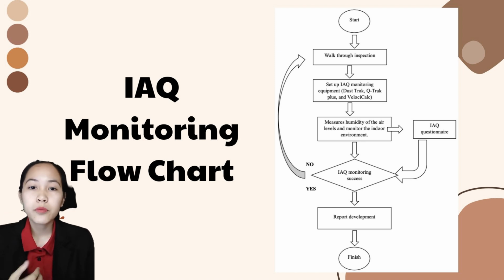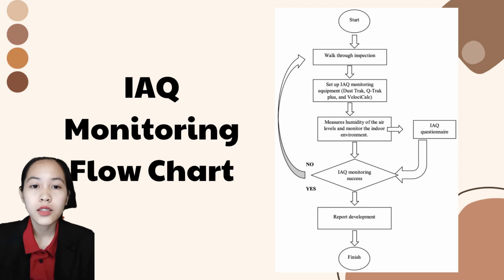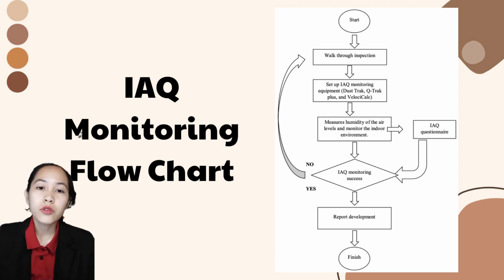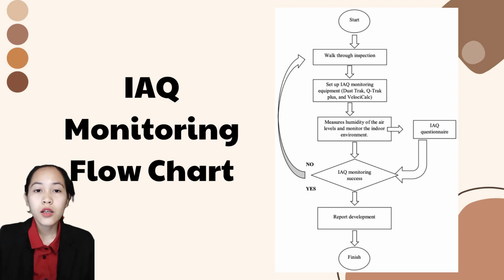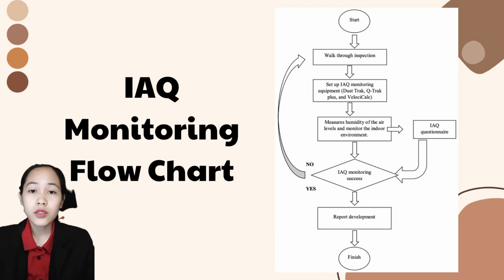Hi guys, I will explain about the IAQ flowchart. First of all, we start and then doing walkthrough inspection. After that, we set up the IAQ monitoring equipment such as dust track, Q-track plus, and VelociCalc. Next, we start to measure the humidity of the air levels and monitor the indoor environment. At the same time, we also doing IAQ questionnaire.